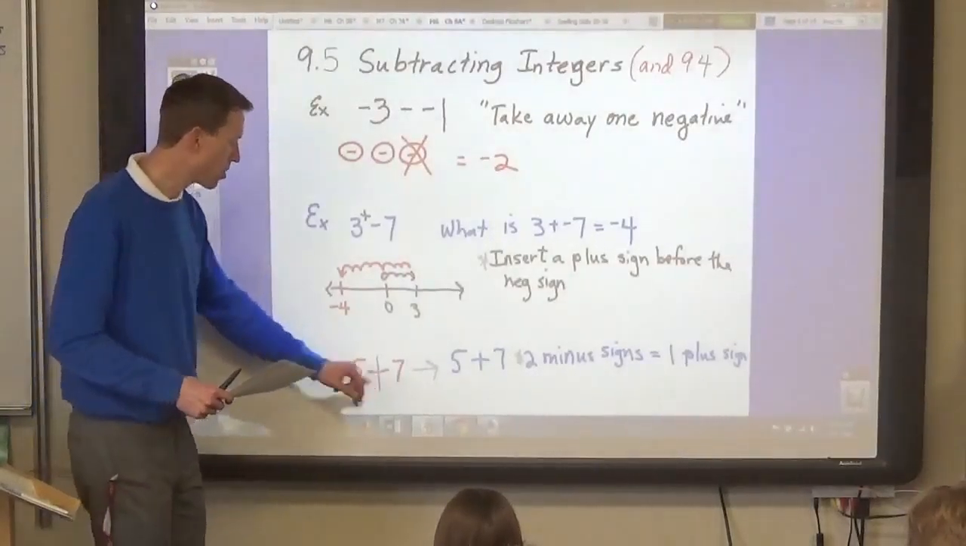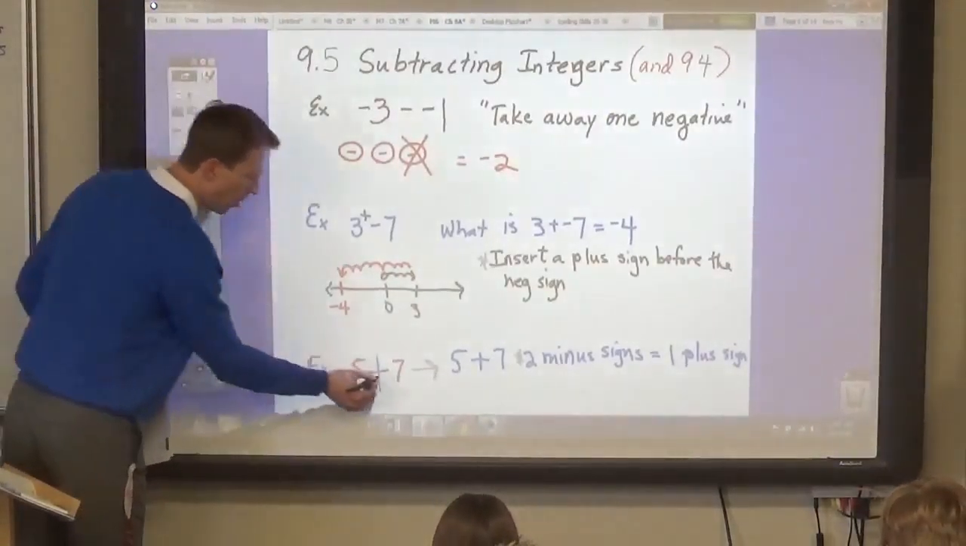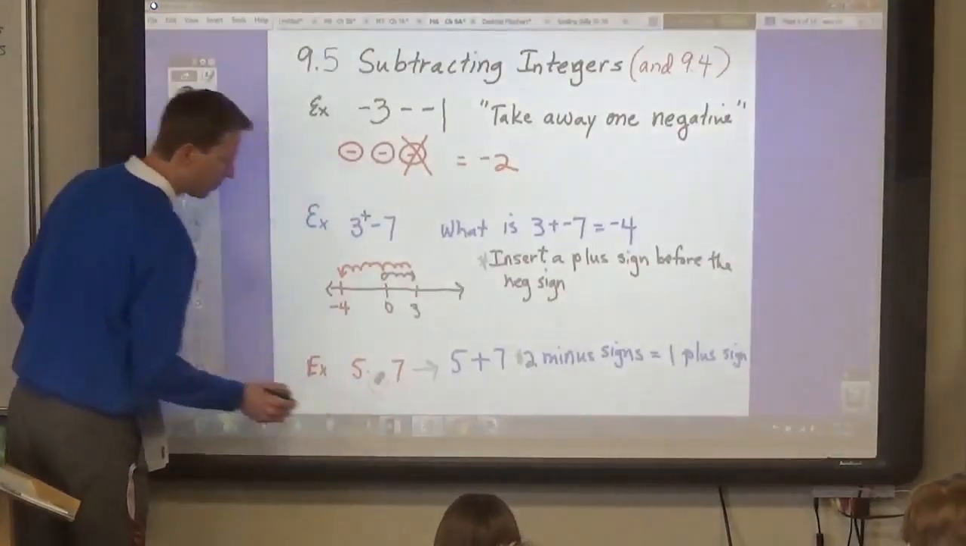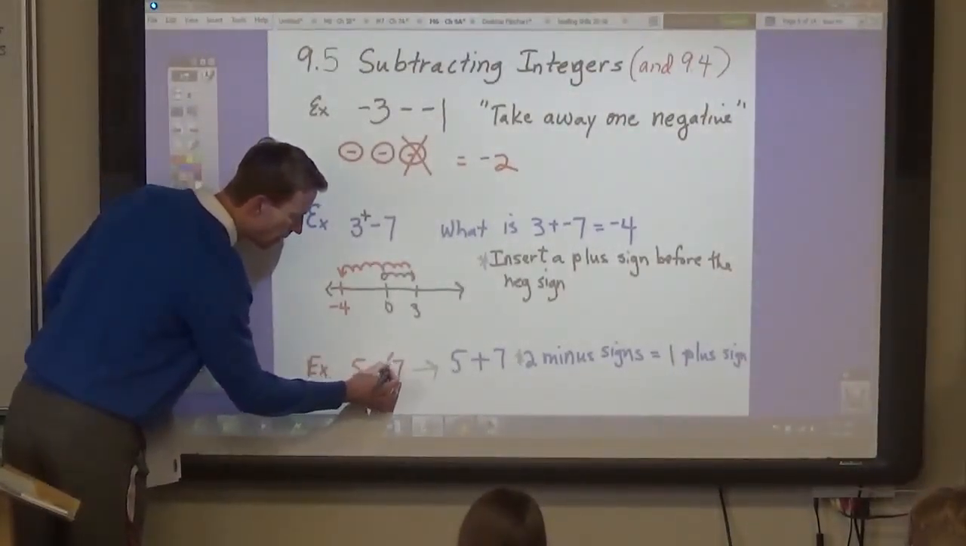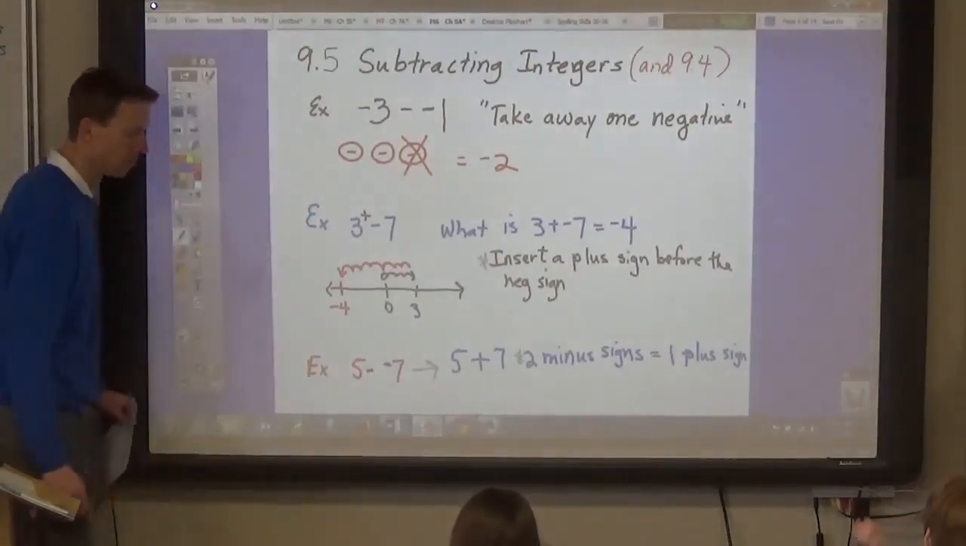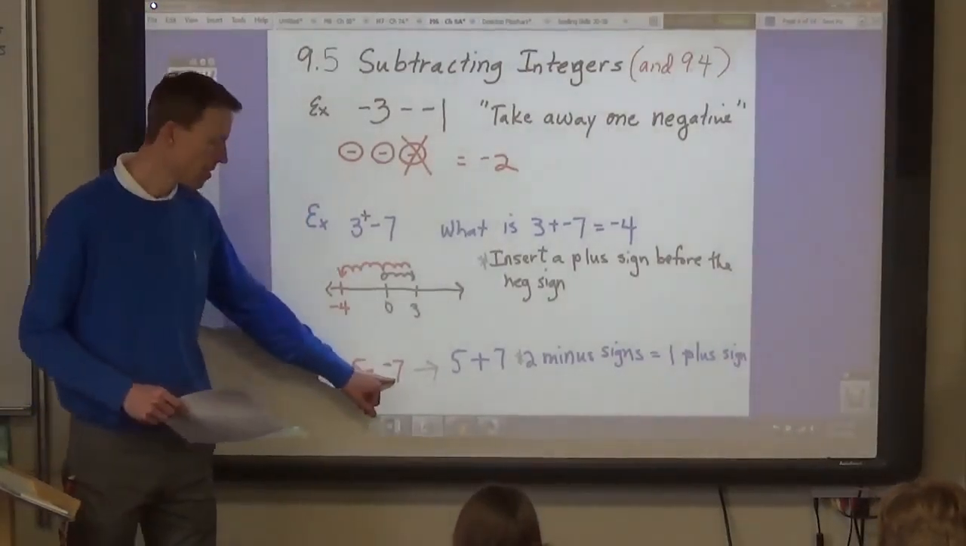Now, some of the questions will have 2 minus signs in a row. And it'll look like this. 5 minus negative 7.